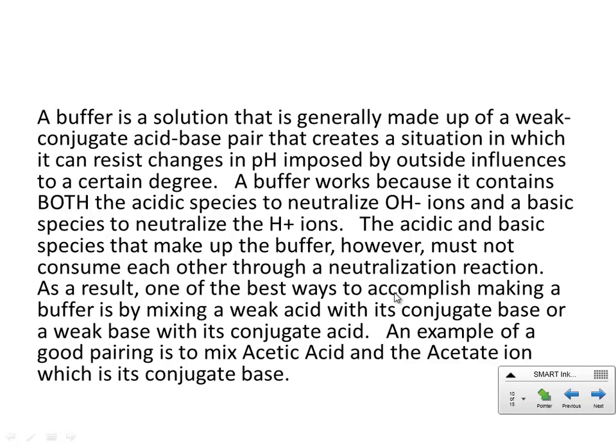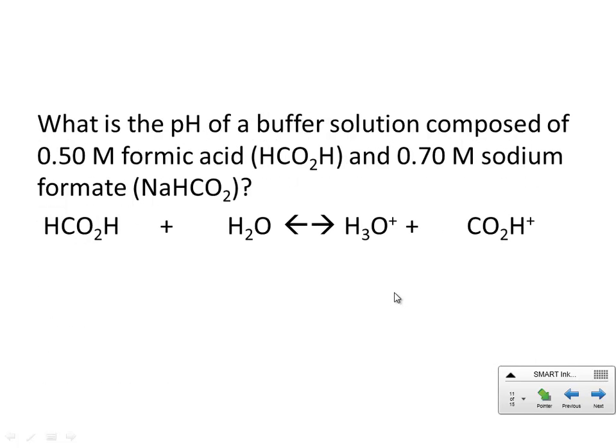For example, let's do a problem. What is the pH of a buffer solution composed of 0.5 molar formic acid and 0.7 molar sodium formate? In this case, right off the bat, you can see that we have a weak acid and a strong electrolyte that's going to provide a common ion to our weak acid, which means we're already going to start off with a weak acid and its conjugate base. So what is the pH of a buffer solution composed of these two reactants?